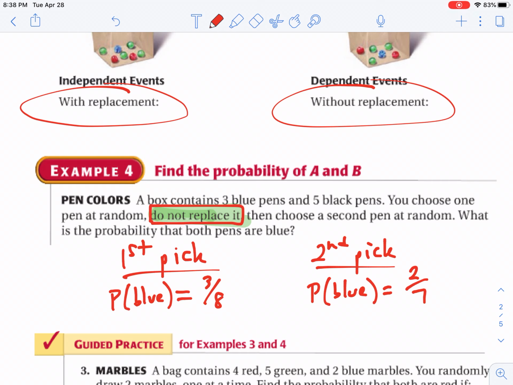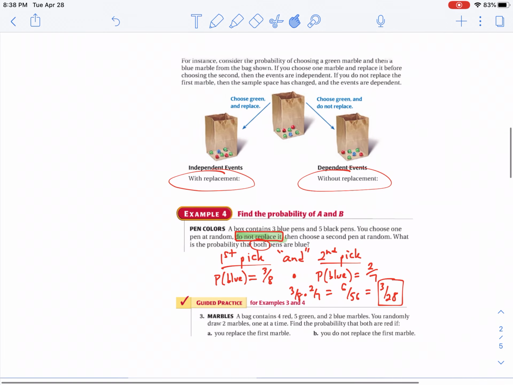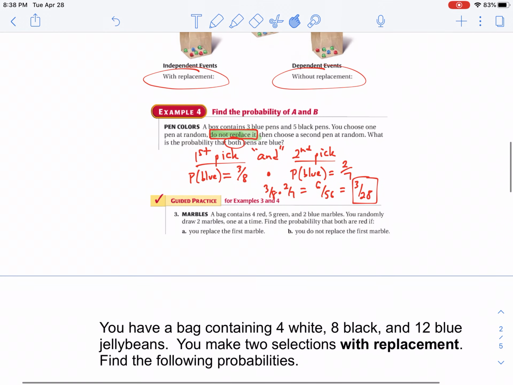And since this says both pens, that means this is an and. You want blue and another blue. That's what the word both means. So we know whenever we have an and, we're going to multiply our probabilities. So it's 3/8 times 2/7, which is going to be 6 over 56, which is going to be 3 over 28 when you reduce it. Okay, that's with and without replacement.